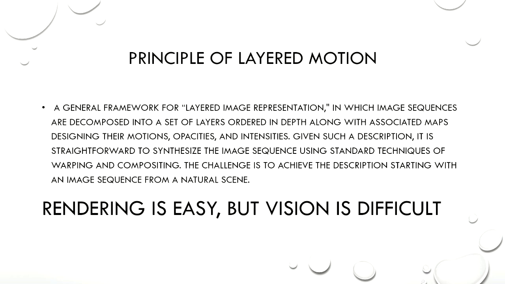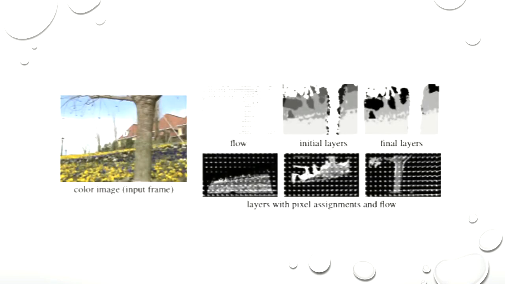So the main takeaway from the principle of layered motion is that rendering is easy, but vision is difficult. Here is an image with a tree in the foreground, houses in the background, and flowers almost in the background too. The flow image is like a bunch of dots and dashes. Darker dots represent something closer to the camera, whereas lighter dots are farther away. Then you have your initial layers and your final layers.